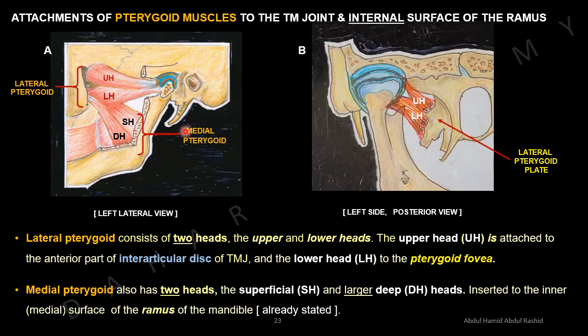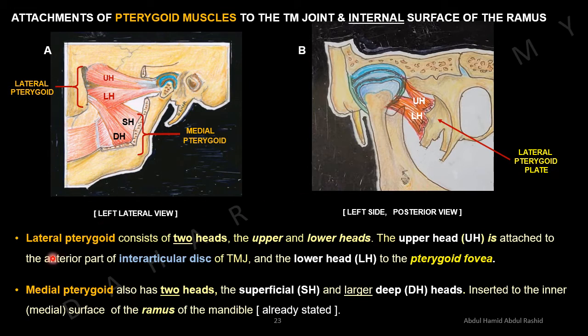We have two diagrams here, diagram A and diagram B. Diagram A is seen from the left lateral side. That is, this is anterior. We are looking from the left side. Diagram B, we are looking at the TM joint and the left ramus from behind, posterior view.